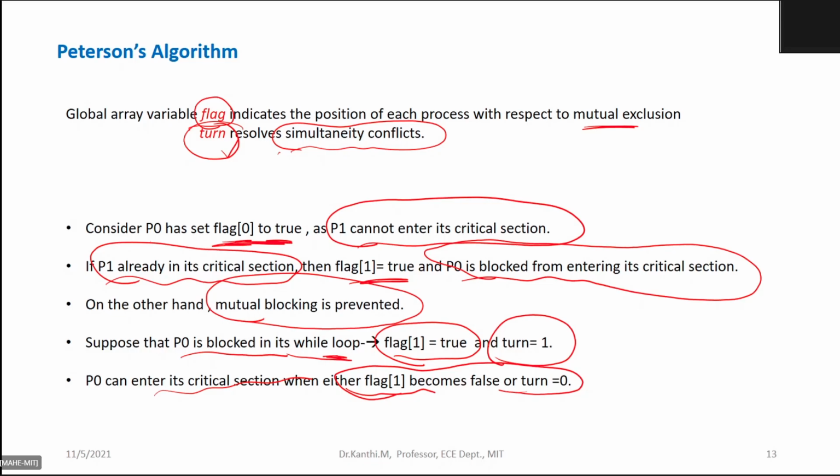So they have used these variables to handle the critical section. Please note that the flag indicates the position of the process, and turn can be used to resolve the simultaneity conflicts, because both try to acquire it simultaneously.